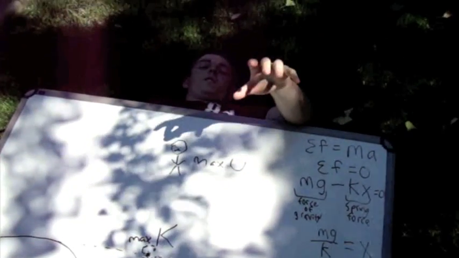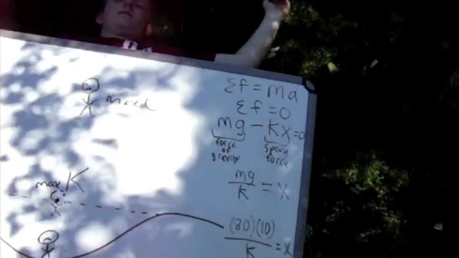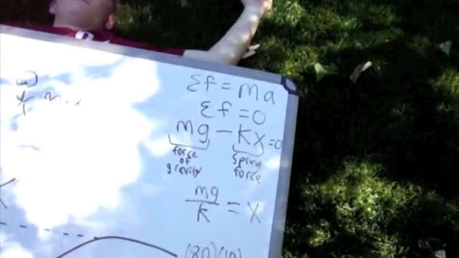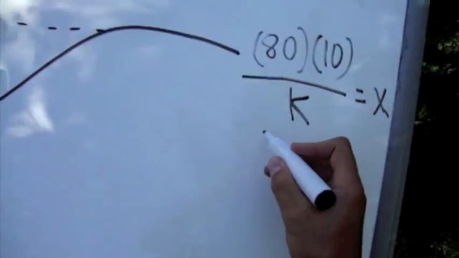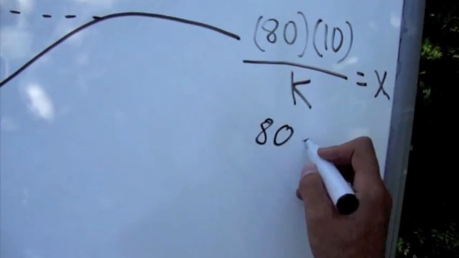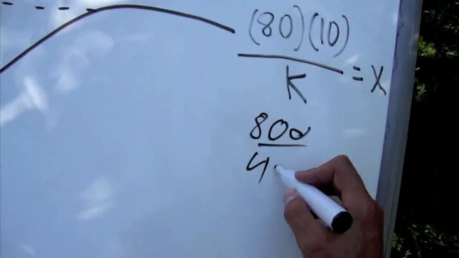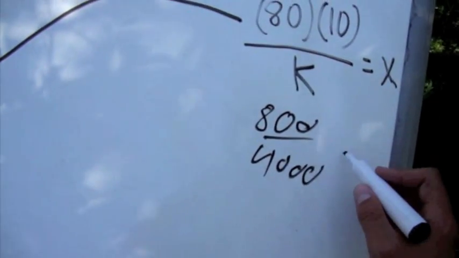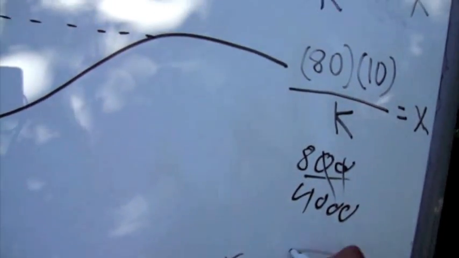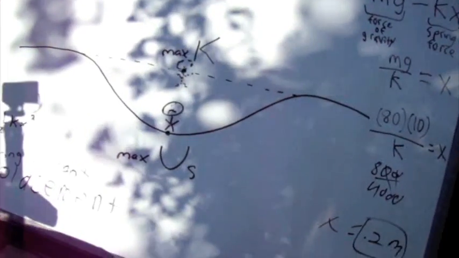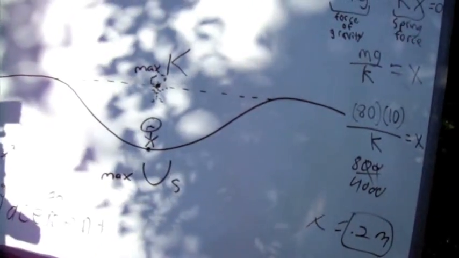K is 4,000. If k is 4,000, that would mean x would have to equal 0.2 meters. So the equilibrium point in this example is 0.2 meters below where the trampoline lies flat.